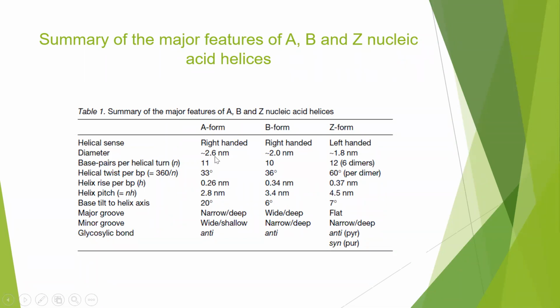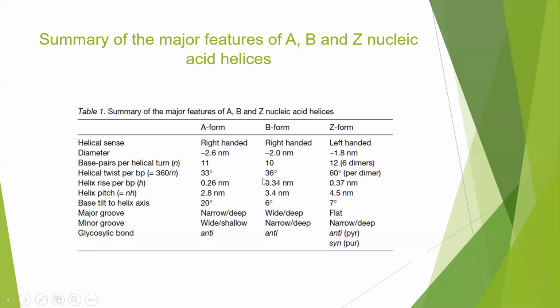The diameter of the helix is 2 nanometers in B form; in A form, it is 2.6, whereas in Z form, it is 1.8 nanometers. The number of base pairs per helical turn in B form is 10. In A, it is 11. And in Z form, it is 12 base pairs, considered to be 6 dimers, because the repeating unit is the dinucleotide in the Z form of DNA.